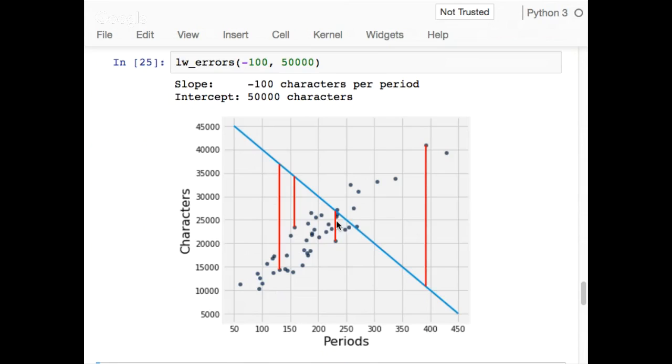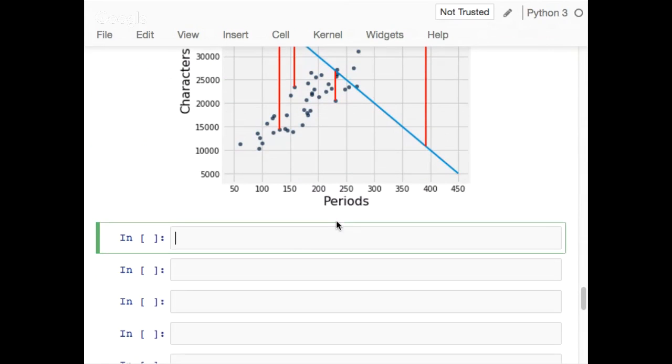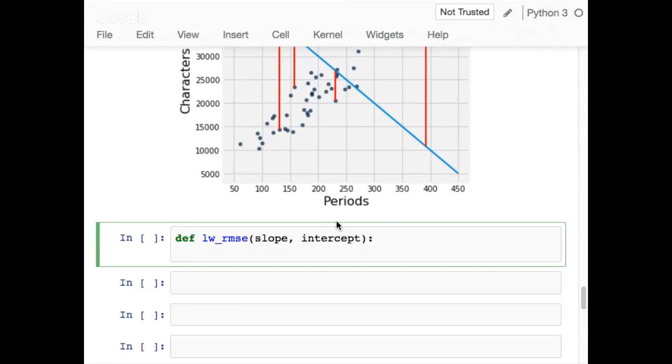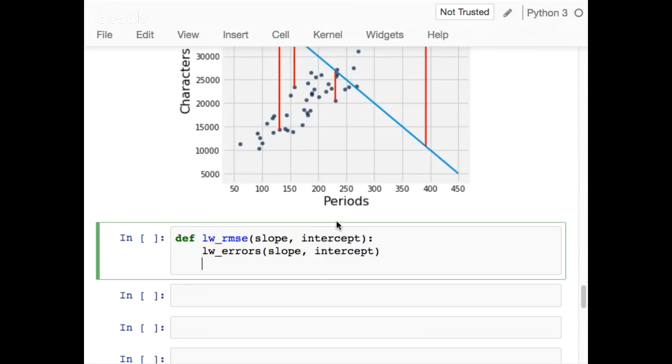And we can measure that with the error. So let's define the root mean squared error. First I want to draw that. Let's take the intercept just to draw. The way we calculate the error is we take the x values. So here we take little_women.column, periods.